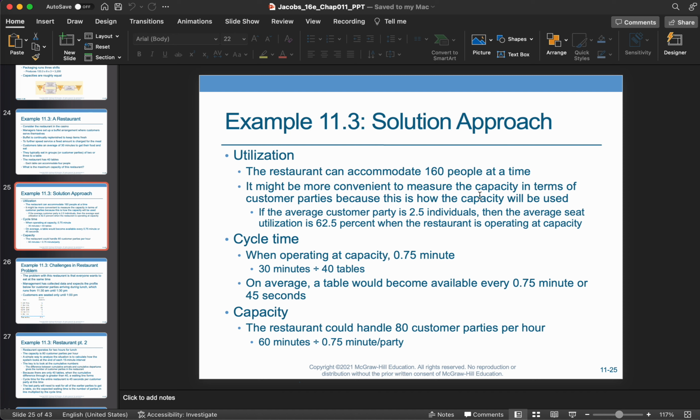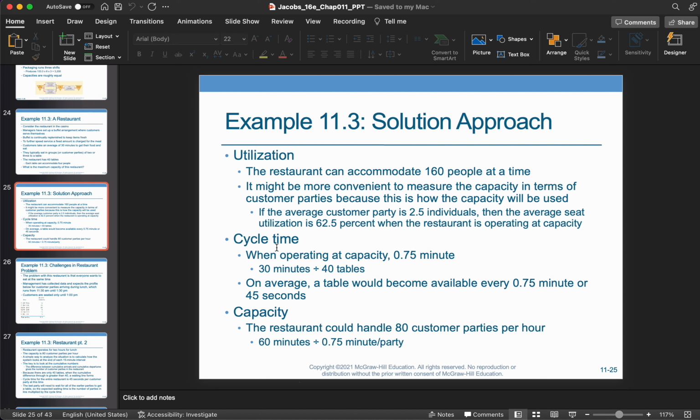So on average, a customer party has 2.5 individuals, because sometimes it will be 2, sometimes it will be 3, and the average seat utilization will be 62.5%. And that's a pretty straightforward number to calculate. Now, what's the cycle time?